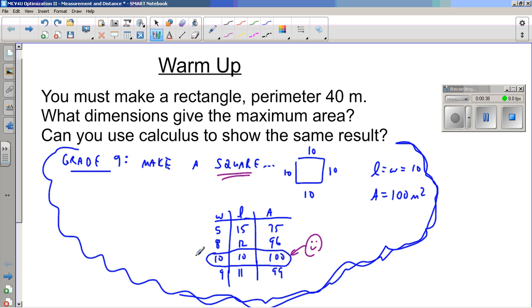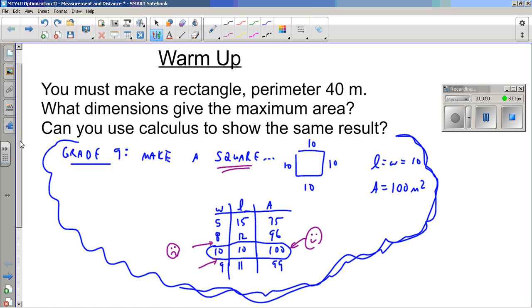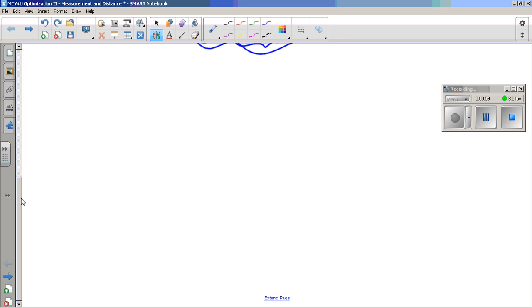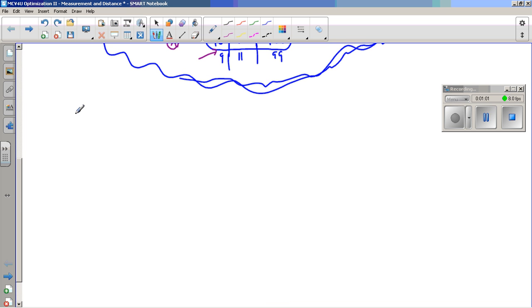But we never ever quite knew, did we, that maybe there was something in here that was better, or something in here that was better. We never really knew. And so the idea is, can you use calculus to show the same result? And that's what this stuff is all about. So I'm actually going to use the grass technique to set up our solution here. And for this easy one that we know the answer, it's going to set us up for our technique. So what are we given?